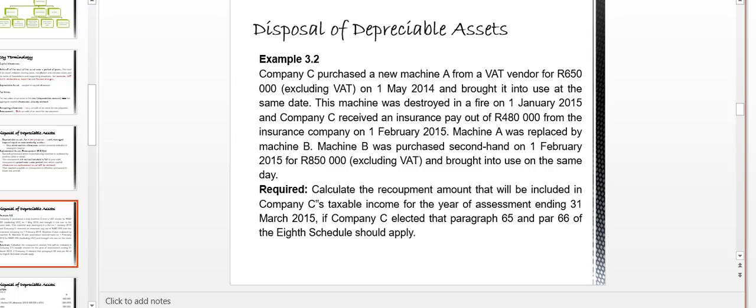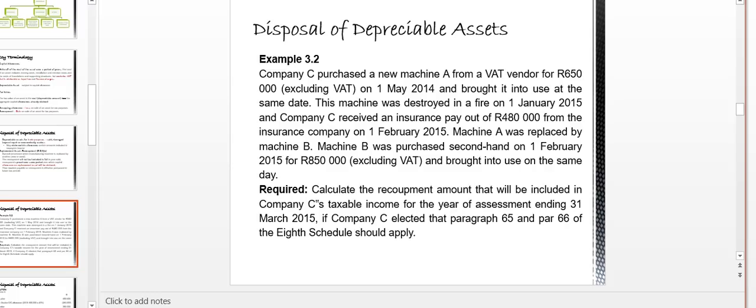So we bought an asset for 650,000 Rand, and importantly, it excludes VAT, so we already claimed the input VAT on that. Then this machine got destroyed by fire, and we got a 480,000 Rand insurance payout on the 1st of February 2015. Machine A was replaced by machine B. Machine B was purchased second-hand on the 1st of February 2015 for 850,000 Rand, again excluding VAT, and brought into use on the same day.